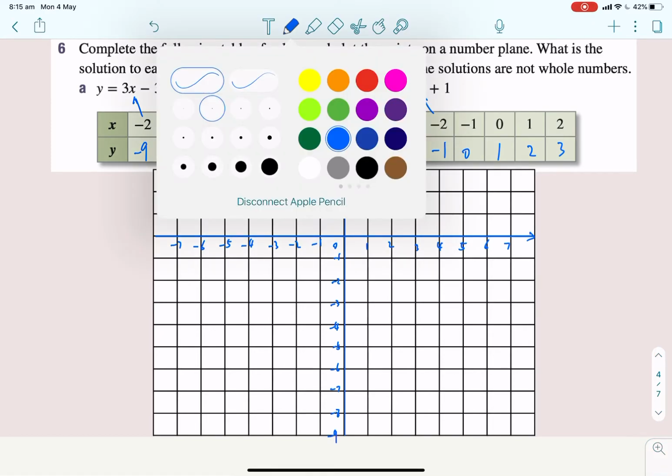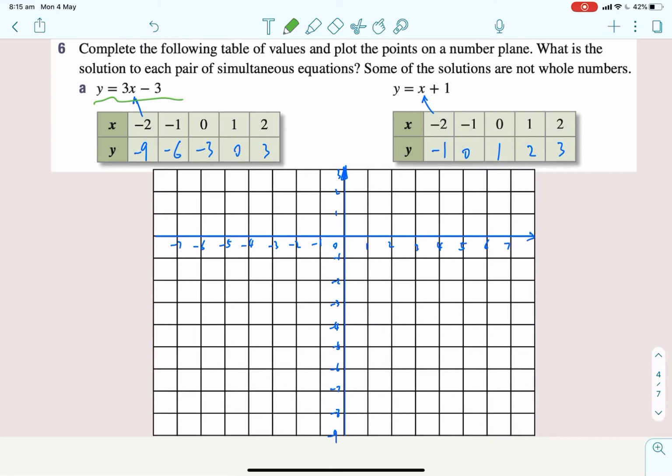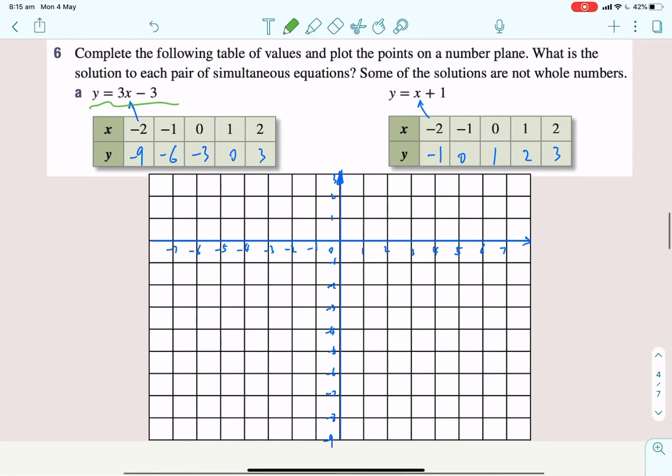First one, let's do green again. Okay, green, so (-2, -9) and (-1, -6). Sure. So only 2 dots to a line. Okay, looks right here. So the equation is y equals 3x minus 3.